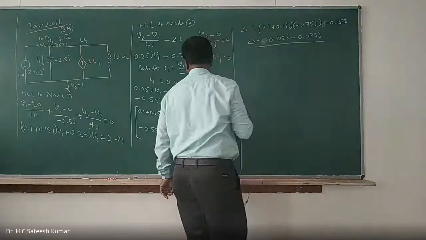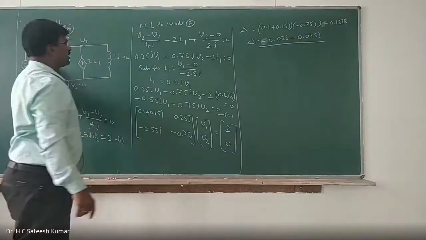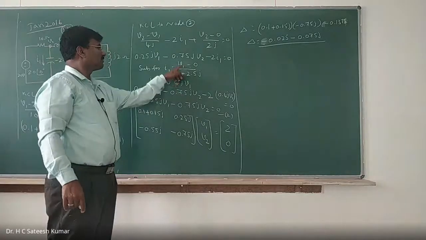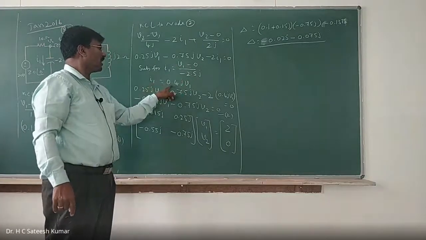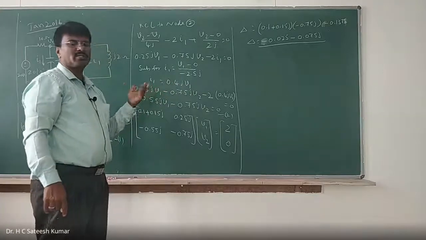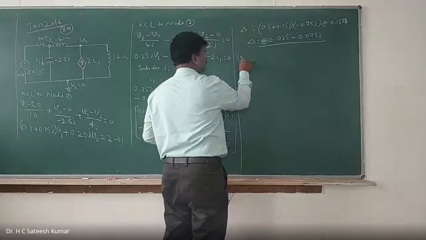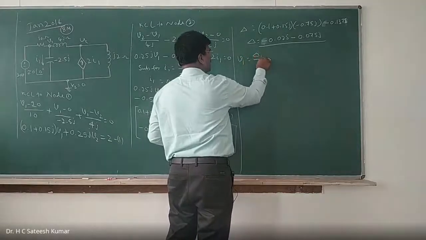Now what do we want? I want to find I1. I1 is equal to 0.4j into V1. So we need to calculate only V1, no need to calculate V2. V1 is equal to delta 1 by delta.